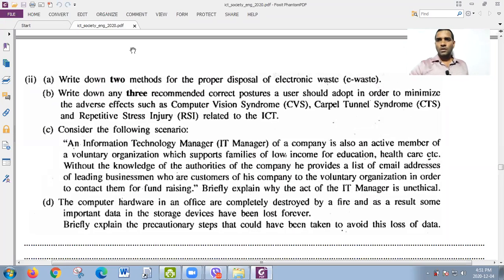Okay, right. Let's go to the third one, D part, fourth one. The computer hardware in an office are completely destroyed by a fire, and as a result, some important data in the storage devices have been lost forever. Briefly explain the precautionary steps that could have been taken to avoid this loss of data. Have you understood?